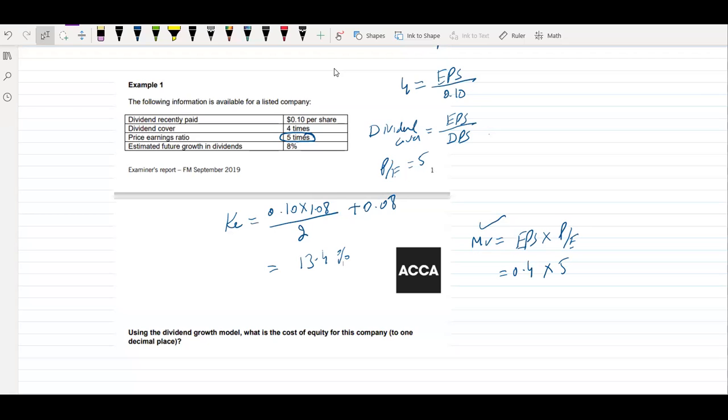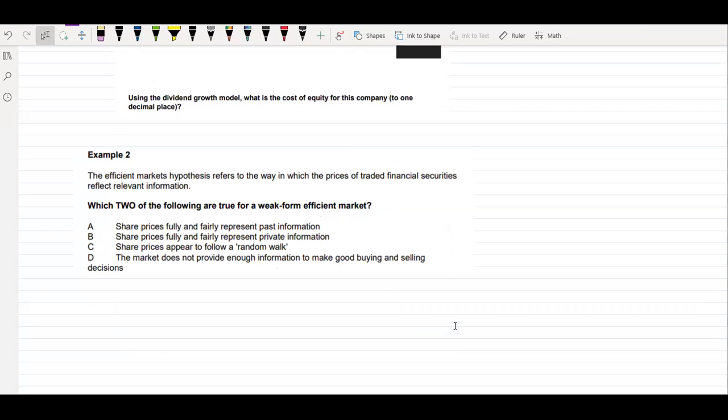एफिशिएंट मार्केट हाइपोथेसिस याद है? जी सर, वो जो स्ट्रॉन्ग, सेमी स्ट्रॉन्ग वाला. So please tell me, please guess the answer. The efficient market hypothesis refers to the way in which the prices of traded financial securities reflect relevant information. Which two of the following are true for a weak form efficient market? What should be the answer, guys?